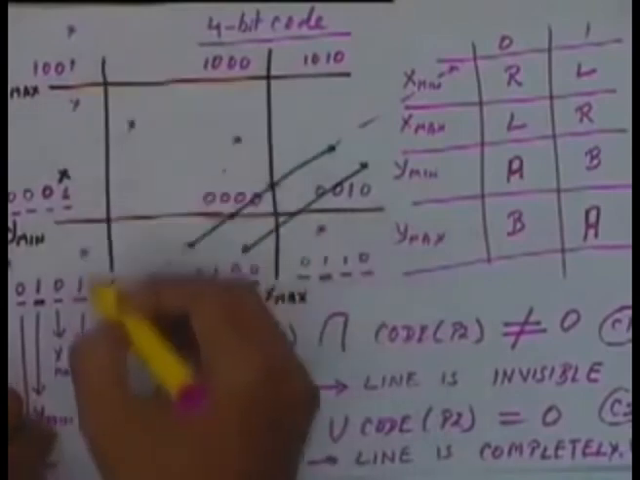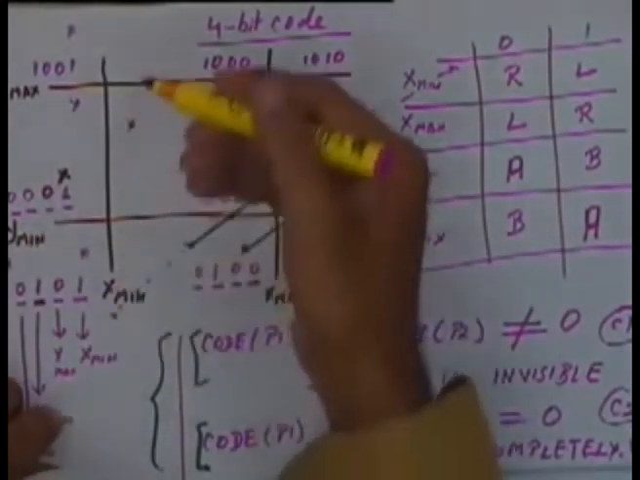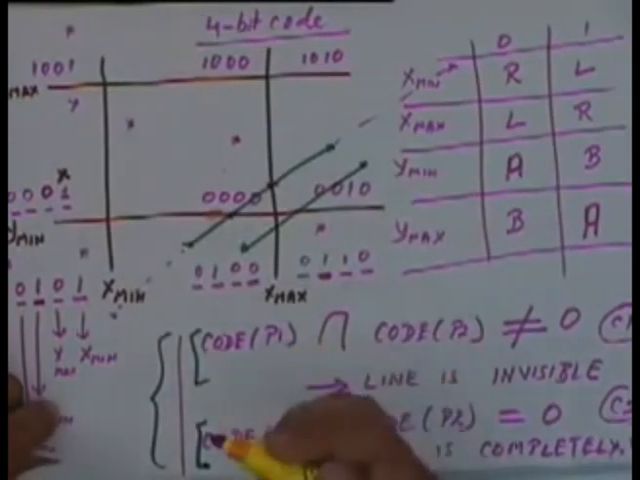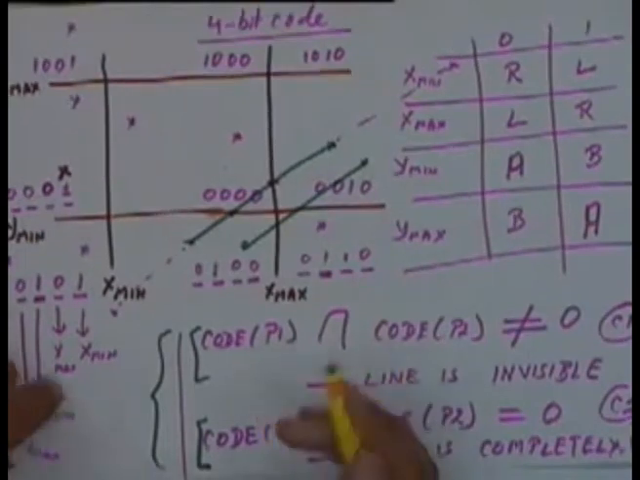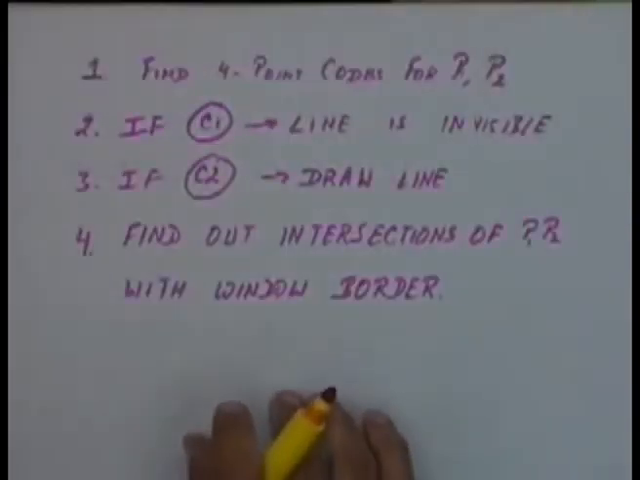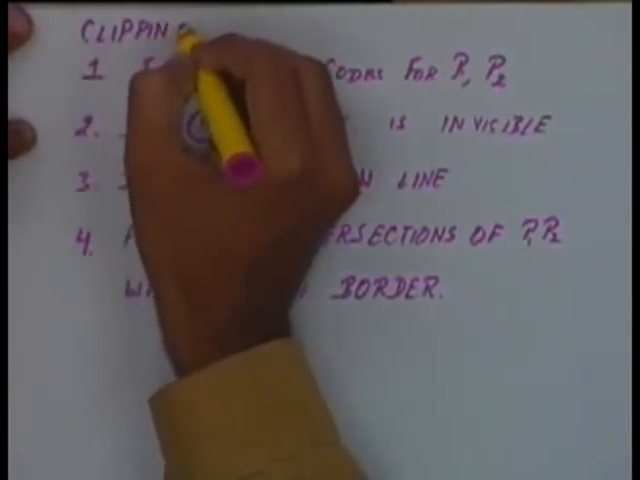Okay. So in this 4th step, we will have to find out the intersection with each of the 4 edges of the window and check as to which part of the line segment is inside and which part is outside. Okay. This is one clipping algorithm for line segments.